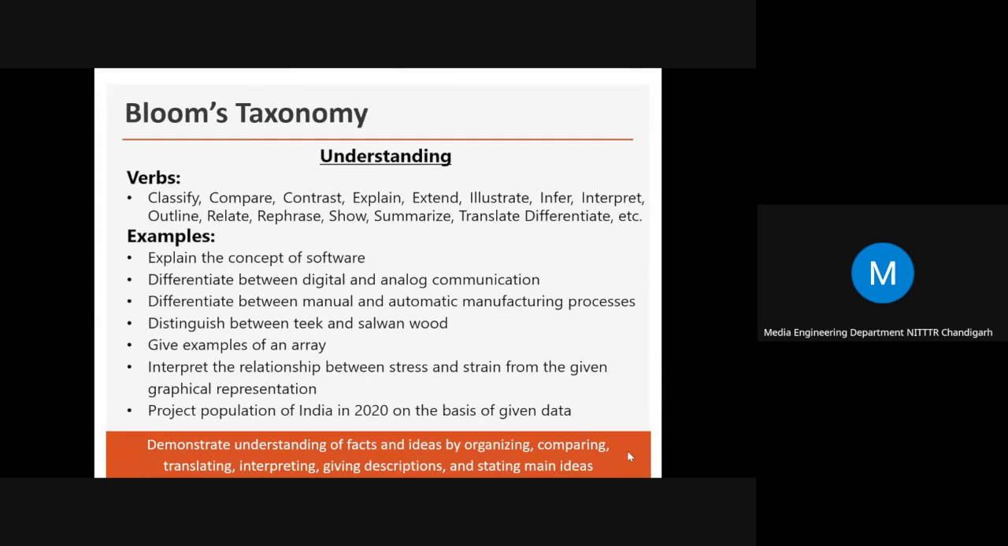So here in these examples, you will see that we are interested in writing statements in which we want that students should demonstrate understanding of facts and ideas by organizing and comparing or translating, interpreting, stating main ideas related to the topic which we have selected for the question. Right.